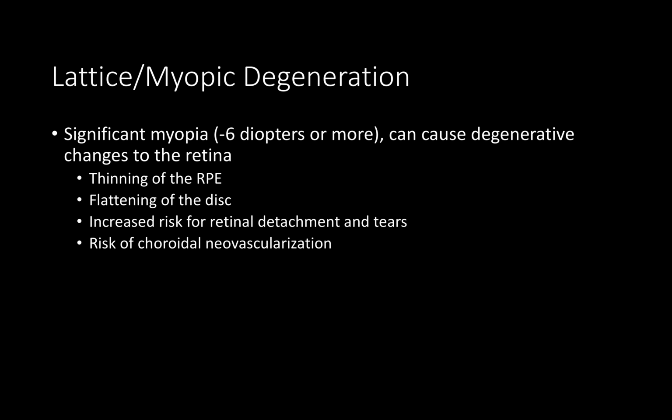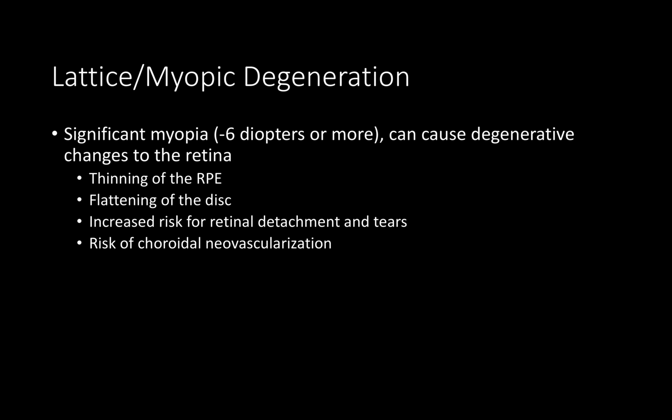So in myopic degeneration, the patients with this experience a thinning of the RPE, particularly in the periphery. So it's very important to chronicle the peripheral region in these people to look for any signs of this lattice degeneration, which I'll show you pictures of in just a minute.